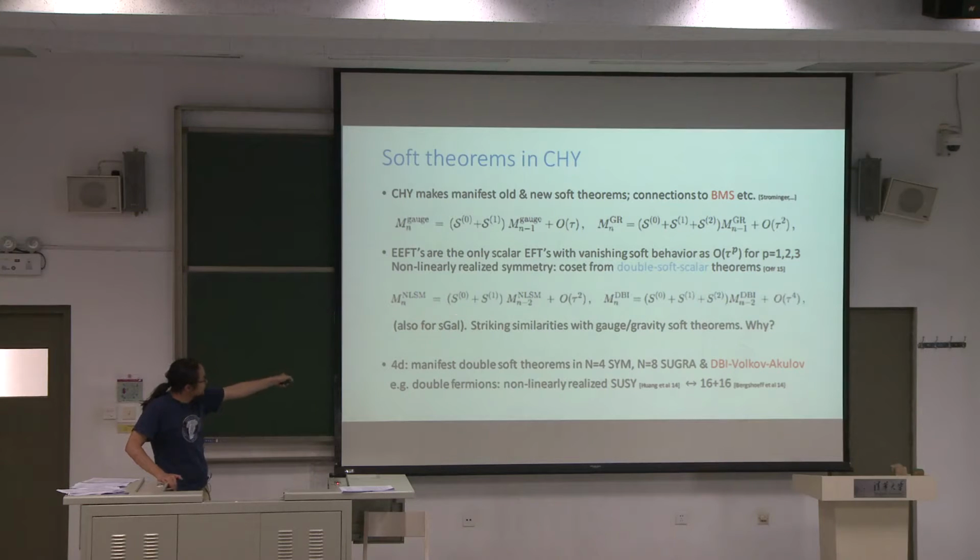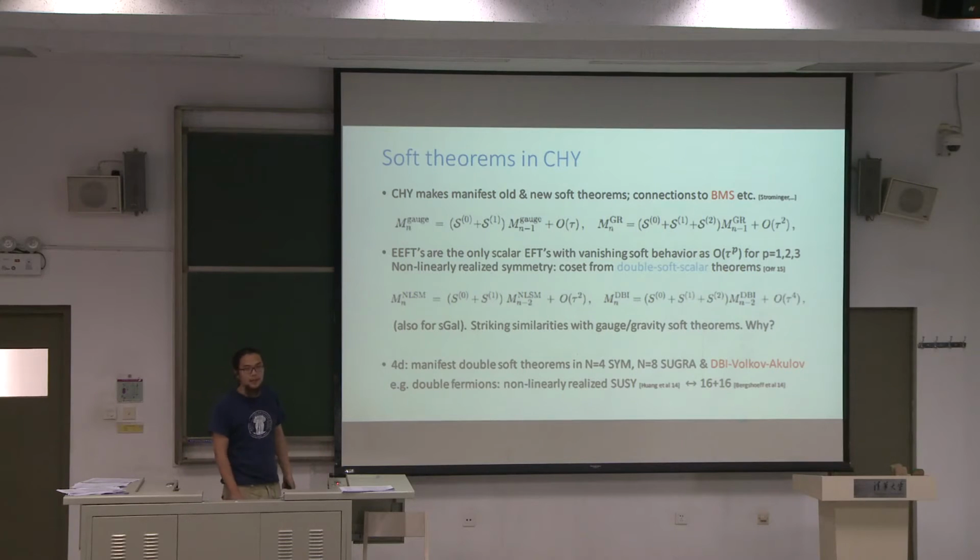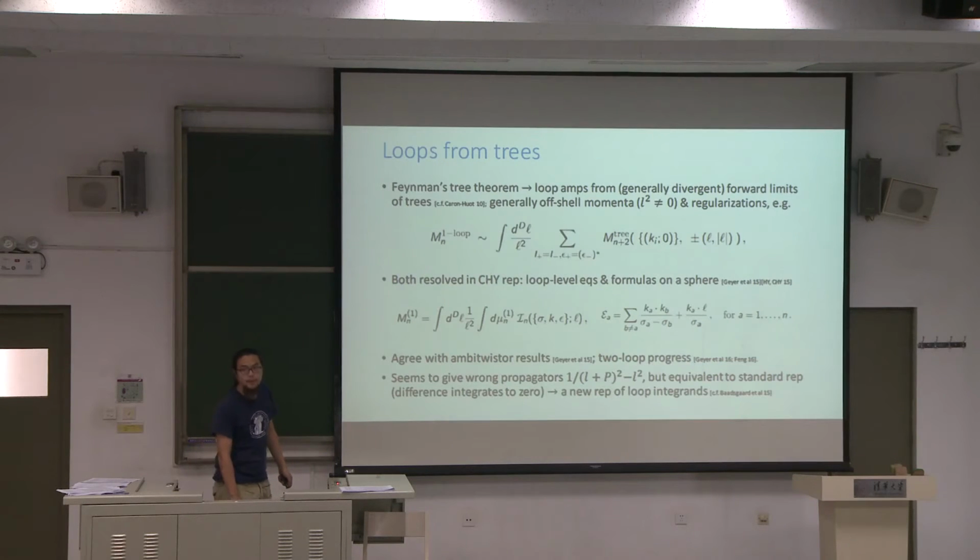And also these effective field theories, they show some double soft scalar theorems that are very reminiscent of the gauge theory and gravity case. We still don't understand why, but there's this similarity between the two, which will actually reveal some closed structure of nonlinearly realized symmetry. And also you can go back to 4D, in particular in this DBI Volkov-Akulov theory. You can understand its various double soft theorems from the formulation.